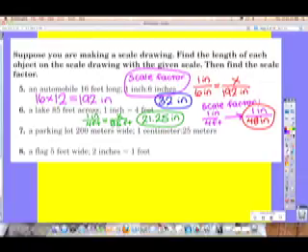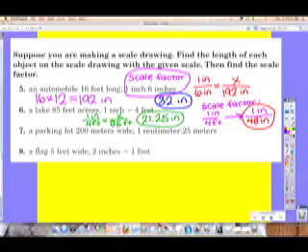1 inch over 4 feet. Okay, so let's jump to number... wait, tell me again, what did you do? Oh, wait, on number 7? Yeah, number 7. I did 1 over 25. All right, 1 centimeter over 25 meters. Okay, keep going. And then x over 200.